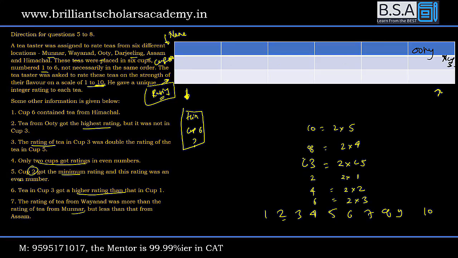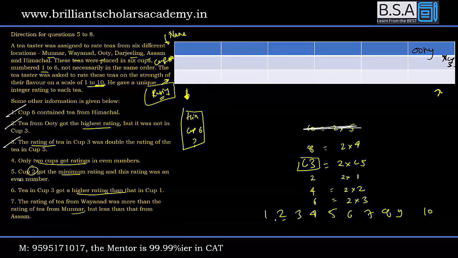Here cup 3, I am working with cup 3. Now do you see? Cup 3 cannot be the highest rating. So cup 3 can never be 10. Cross it off. Forget this. So I've used this data. Only 2 cups got even rating.